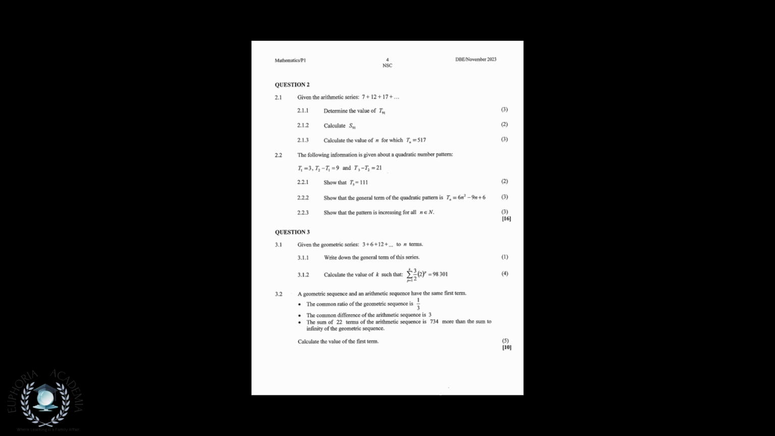Today we're going to be doing the grade 12 mathematics paper 1 November 2023 paper, and we will be doing question 2 as well as question 3 that has to relate to series and sequences. My name is Ole and I'll be taking you through it. Question 2 and 3 is a total of 26 marks, and it runs from question 2.1 all the way up until question 3.2. So without further waste of time, let us get into it.